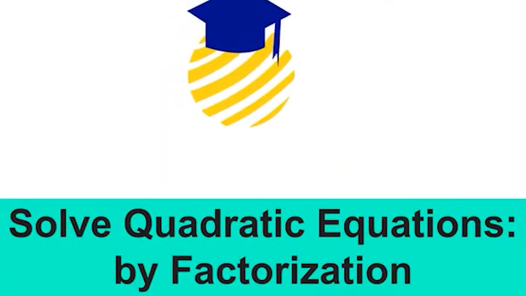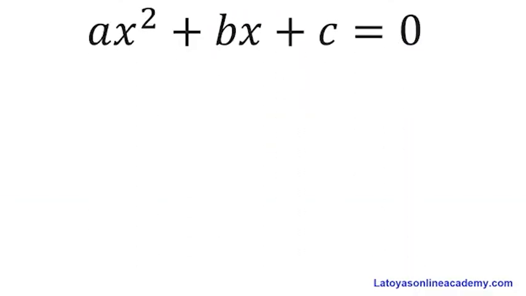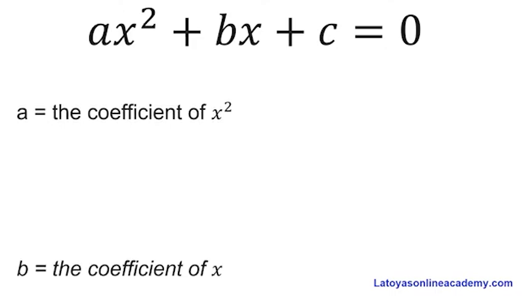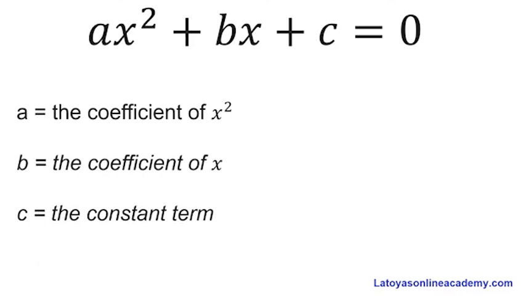Today we'll be learning how to solve quadratic equations using the method of factorization. The general form of a quadratic is ax squared plus bx plus c is equal to 0. a is equal to the coefficient of x squared, b is equal to the coefficient of x, and c is the constant term.